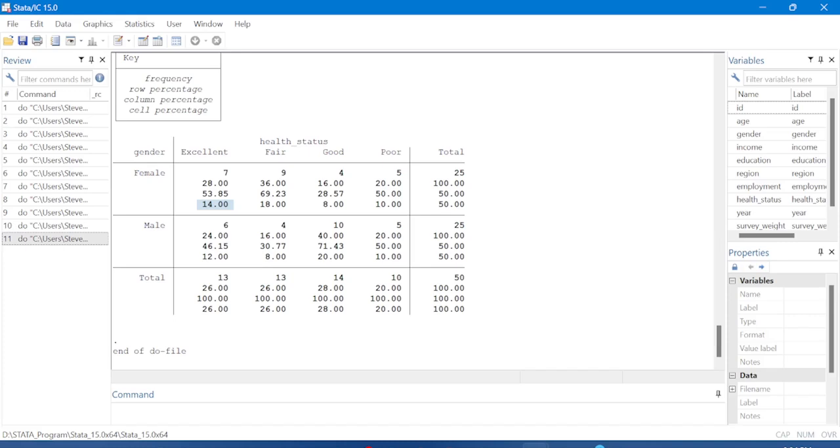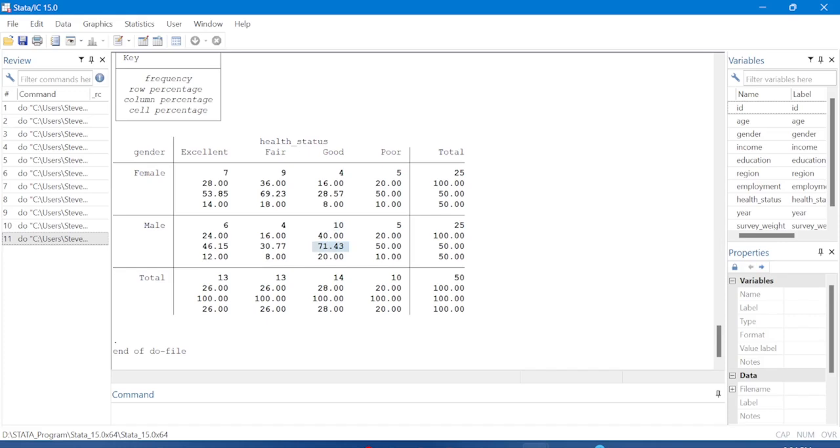I will repeat for male with good health. So you have 10 for male with good health conditions. So the percentage, this 40%, comes from taking 10 over 25 times 100. We get 40%. And 71 comes as a result of 10 over 14 times 100.